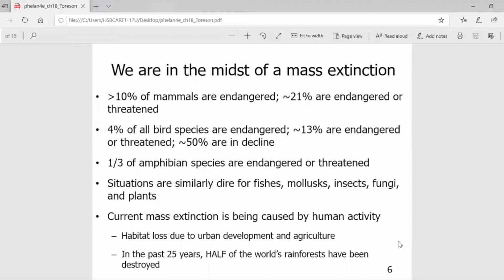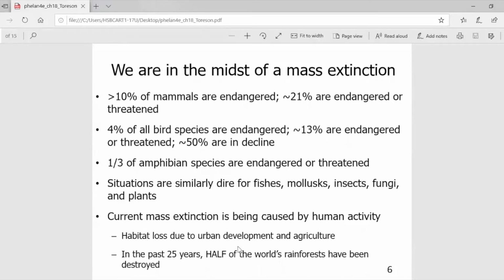Currently, we are in the midst of a mass extinction. Some of the stats are summarized here on slide 6. And this current mass extinction is being caused by human activity. So a lot of this is due to habitat loss.